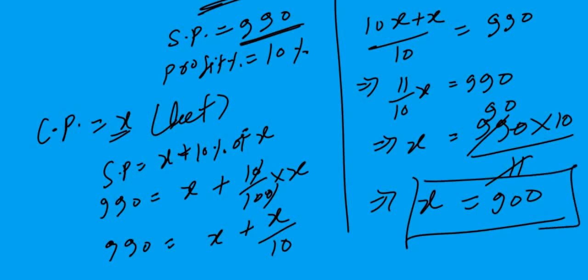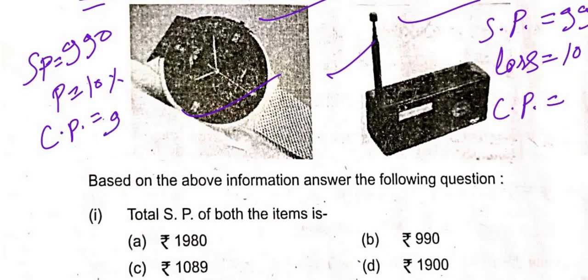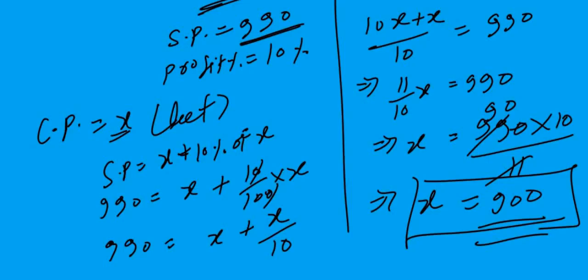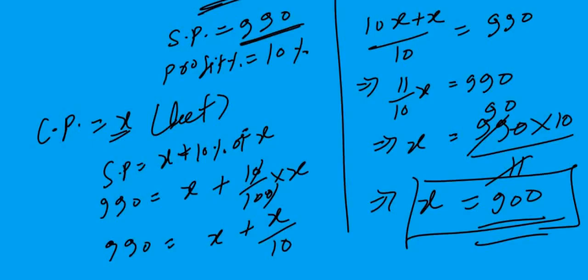It is 900 rupees. Similarly, we will also find the cost price of the radio because the loss percentage is given. So here the cost price of the watch is 900 rupees. Now it is clear. Similarly, we have to find out the cost price of the radio also, because once we find the cost price of the radio, then we will decide what is the actual cost price of both the items in total and what is the total selling price.